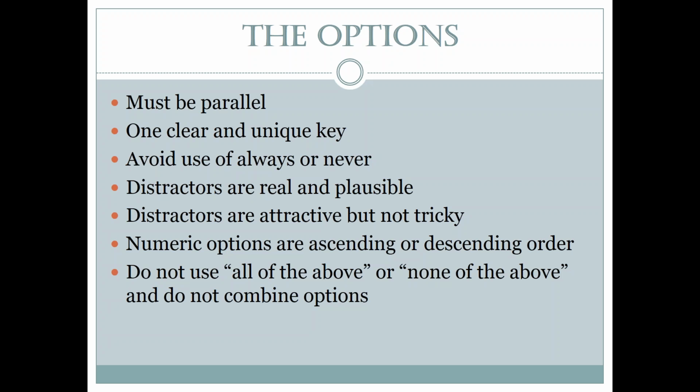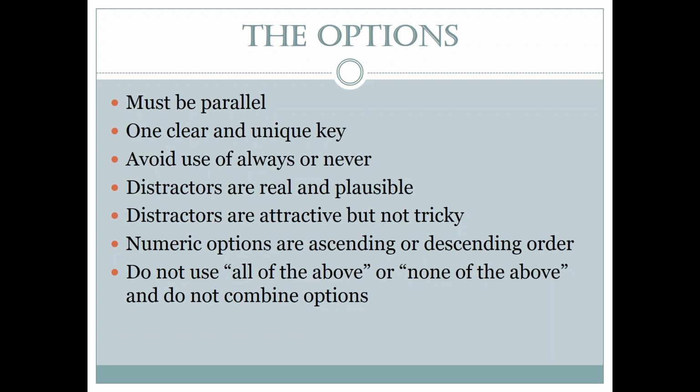So your options, while you are formatting them, you'll want to attempt to make them as parallel as possible. That's like in length, words. It doesn't necessarily always have to equate to the exact same amount of words, but if you're able to keep them within a close enough length, that would be helpful, or help keep the item more competent or discriminate more positively. One clear and unique key. You don't want to provide options that are partially correct and one more correct key. You just want to have the one correct key and 3 distractors that are completely incorrect. Avoid the use of always and never.